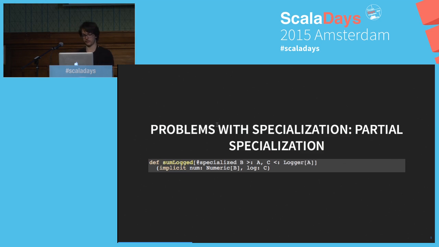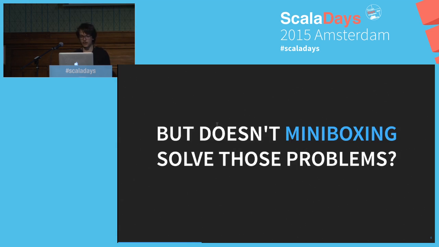The other problem with specialization is that if you want to specialize, you're required to specialize all the type parameters. So let's say we want to write a function which, additionally to summing integers, logs intermediate results. Then you'll have an additional parameter which actually represents a logger which could log those integers. The problem is that specialization is not at all able to express this thing because you have only one type parameter specialized but not the other.